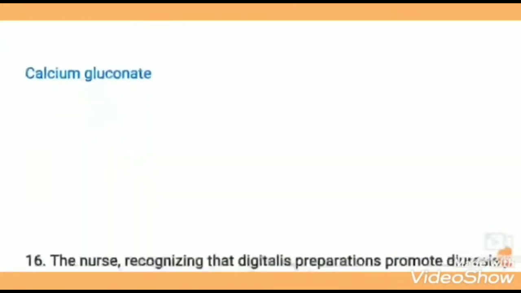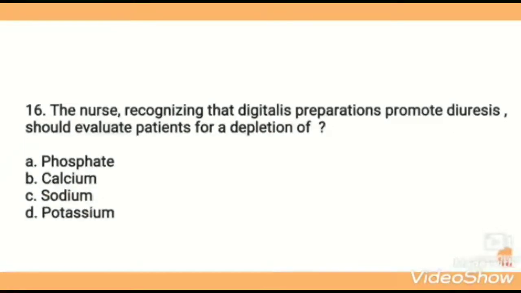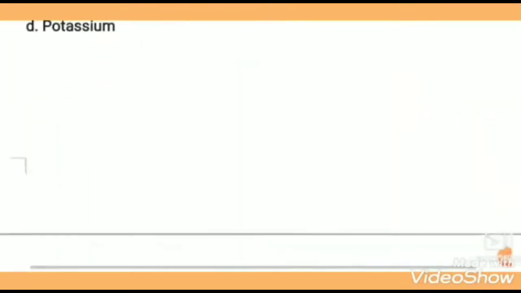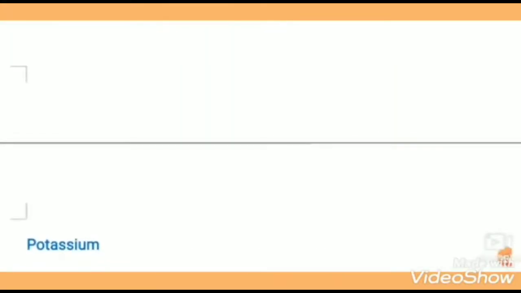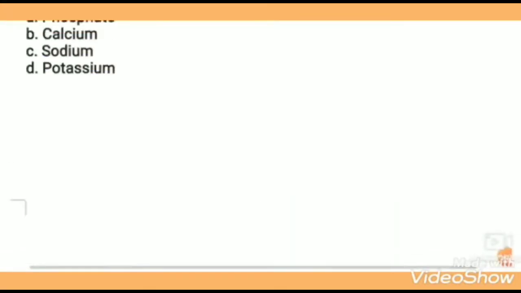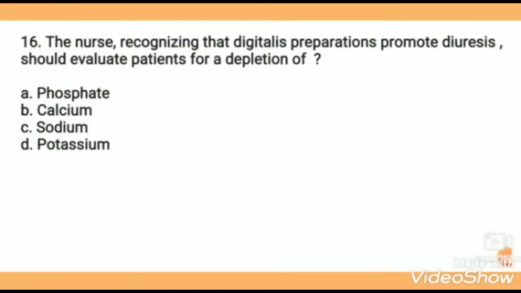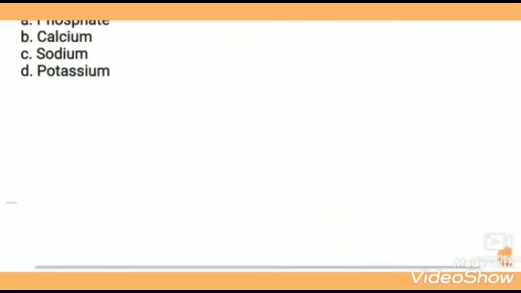Next question. The nurse, recognizing that digitalis preparations promote diuresis, should evaluate patients for a depletion of phosphate, calcium, sodium or potassium. So, the correct answer is potassium. There is a depletion of potassium.